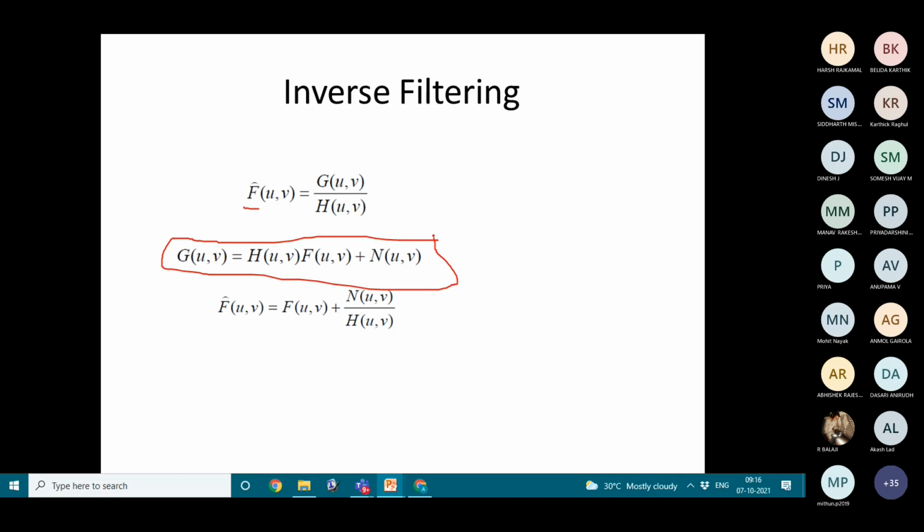When we started, we discussed it, and then we assumed that the only degradation happening is noise, and then we solved everything. But actually there will be some degradation on F, and apart from that, the noise will also get added. And now we know how to calculate the degradation function H if F cap and G are available. Now F cap, if we solve further by substituting G here, will be F of u comma v plus N by H. F is the original image, this is the noise, and this is the degradation.